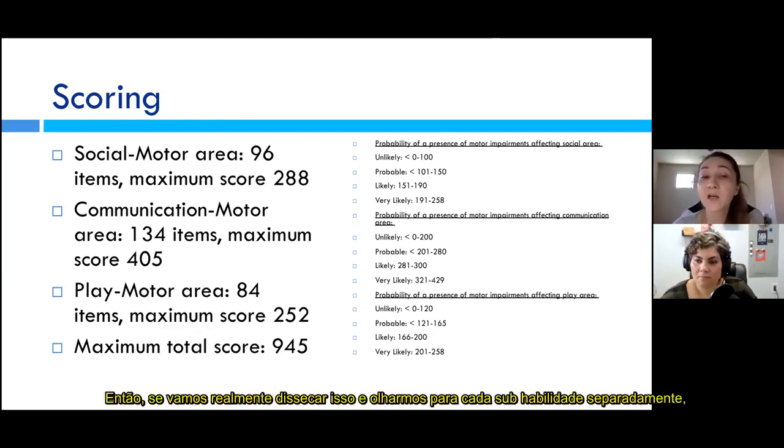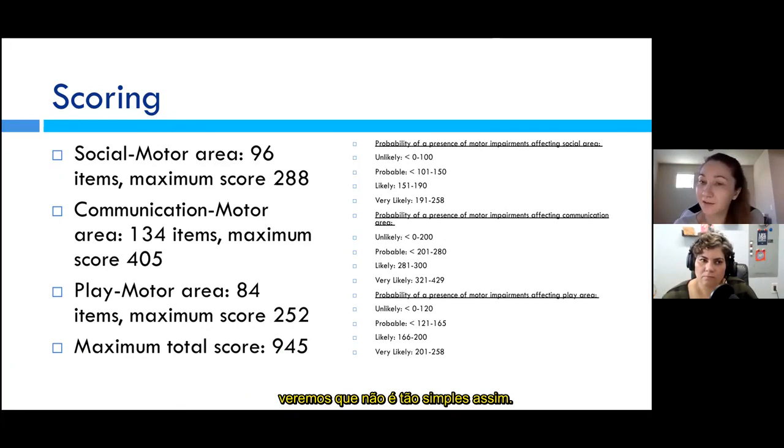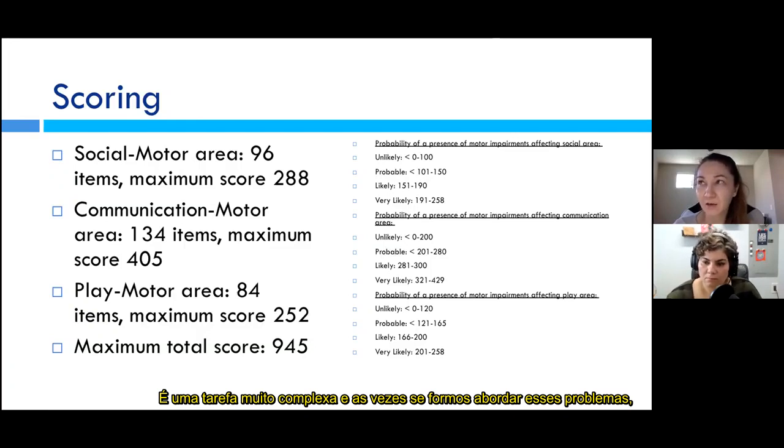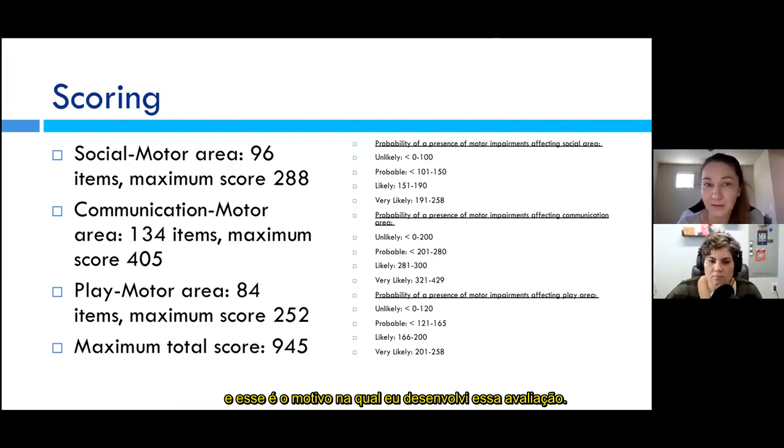Sorry about that. So if we are going to really dissect that, and we're going to look at each sub-skill separately, we are going to see that it's not so simple. It's a very complex task, and sometimes addressing those sub-issues can lead to a significant improvement of those core symptoms. However, for that, we're going to need to see what the problem is. And that's the reason I developed that assessment.